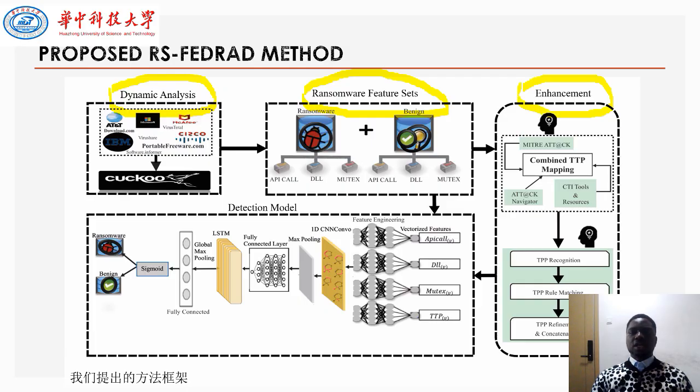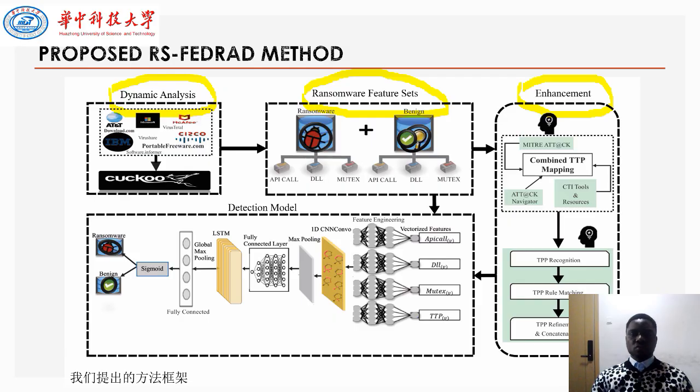We further enhance them by mapping them using the MITRE ATT&CK framework, where we map them according to their tactics, techniques, and procedures. The MITRE ATT&CK framework is a well-recognized cybersecurity arsenal for extracting, sharing, and applying threat intelligence. So we map these dynamically analyzed ransomware attributes to their tactics, techniques, and procedures using the MITRE ATT&CK framework in order to further enrich the feature space.